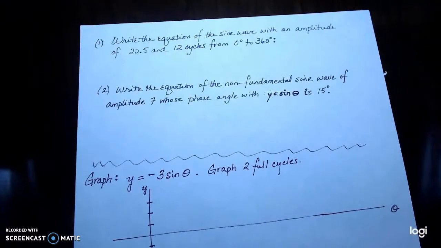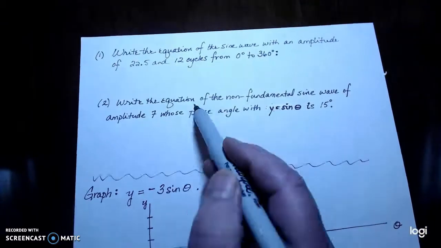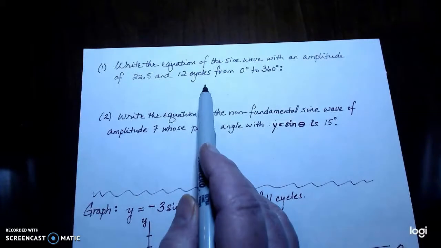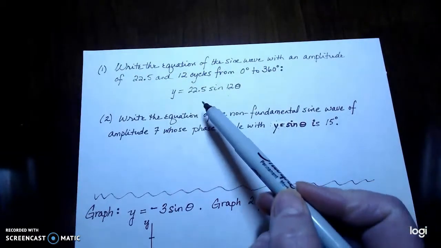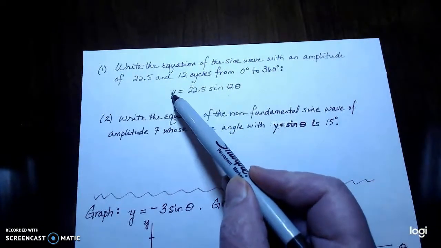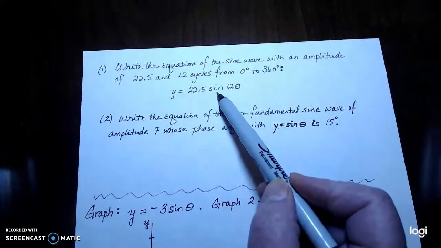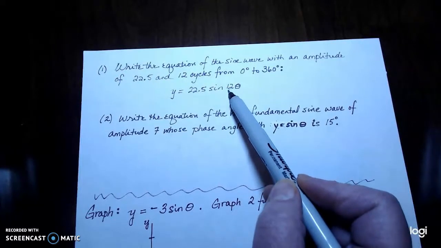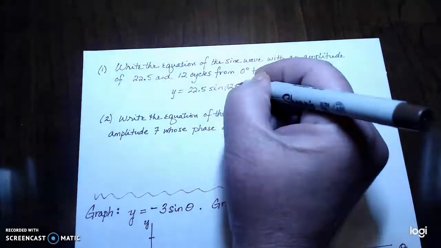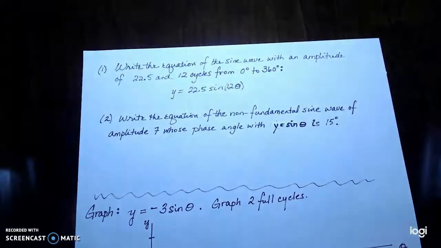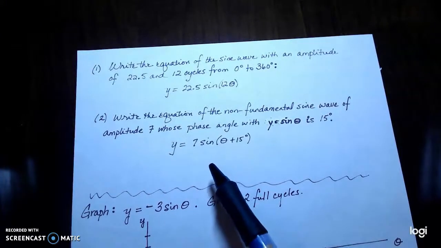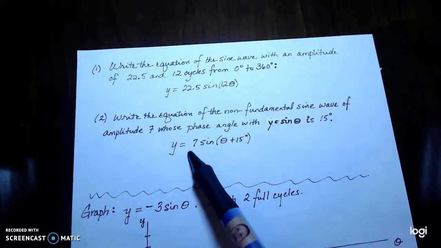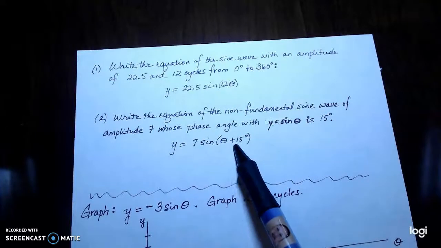Now I'm going to finish with these 2 problems, writing the equations of sine waves. I'm going to let you read the first one. Your equation must have an equal sign, so you have y equals, you've got your basic sine function, here's the amplitude, and here's how you write in your 12 cycles. Now it's probably best practice to put the parentheses, although it's not required for your calculator. Now you can read the second problem. You have an amplitude of 7 and a phase angle of positive 15 degrees, and this must be put in parentheses.